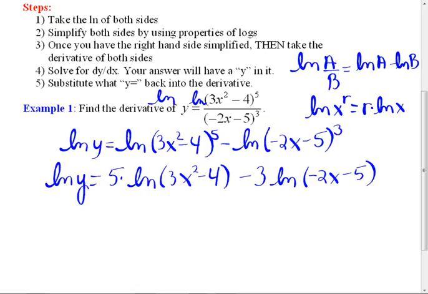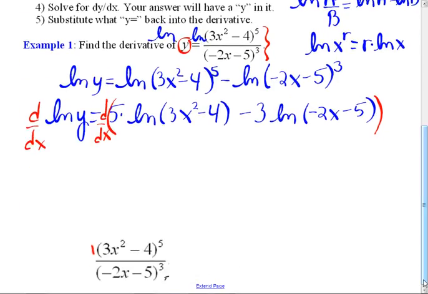Can we distribute the logs? I wish, but we can't. Nope. It's as simple as I can get it. So let's take the derivative of both sides. Now, this is going to be done implicitly. This is the explicit equation right there, this thing. This is now implicit. So I'm trying to justify another reason for doing implicit differentiation, because sometimes it's just easier.